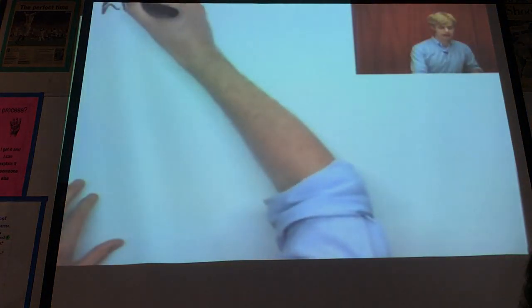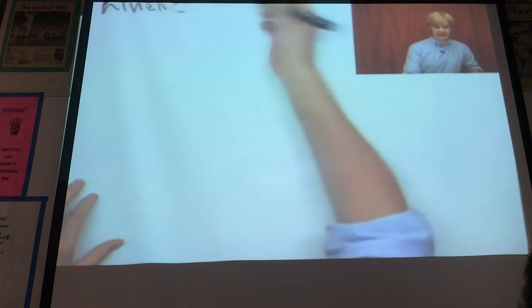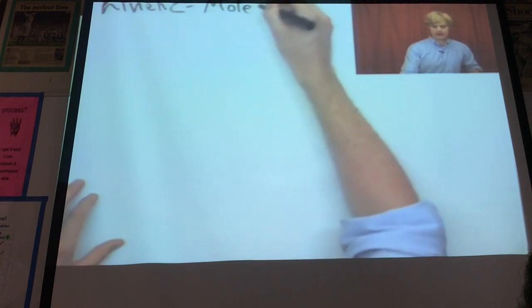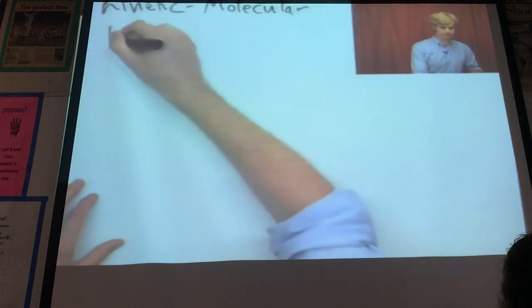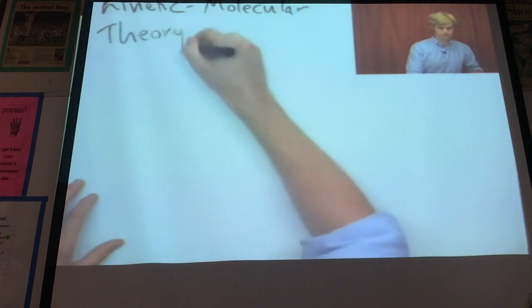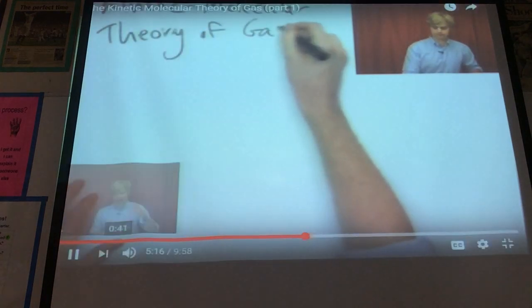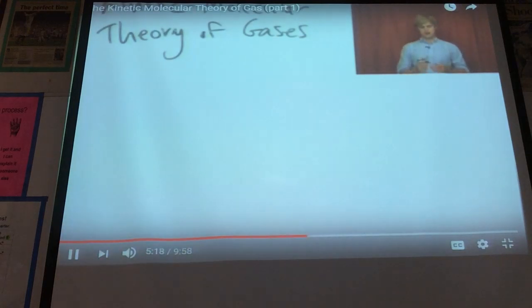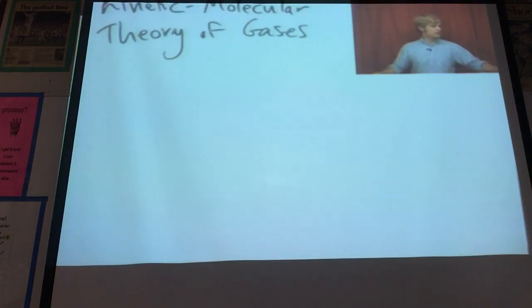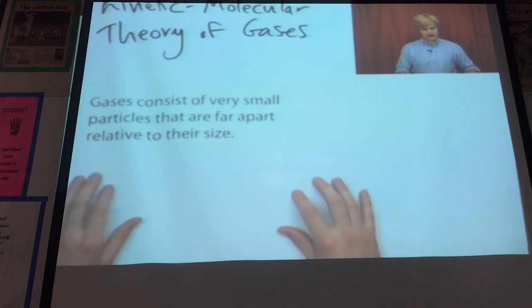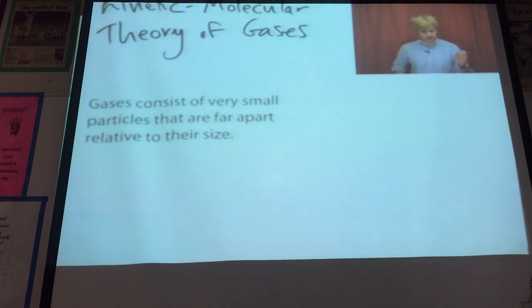And once again, sometimes it's just referred to as kinetic theory. I'm going to write down here, kinetic molecular theory of gases. So in no particular order, let's take a look at some of the assumptions that we make about gases. Well, here's the first one. Gases consist of very small particles that are far apart relative to their size.